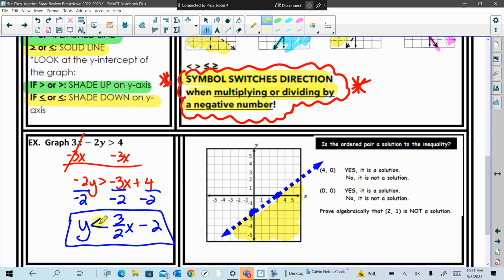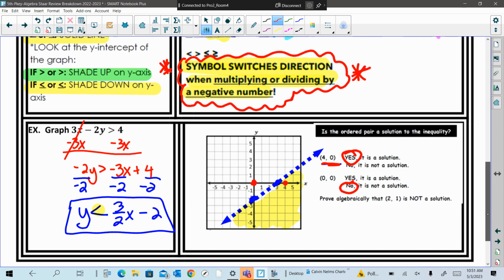Okay. All right, so then they're going to ask questions from your graph. So the first question they ask is the point, I'm going to put that in red, sorry, 4, 0. Here's point 4, 0. Is it a solution? Yes. Yes, so we're going to circle yes there. Now they're asking, is the point 0, 0 a solution? No. No, it's not in the shaded region.